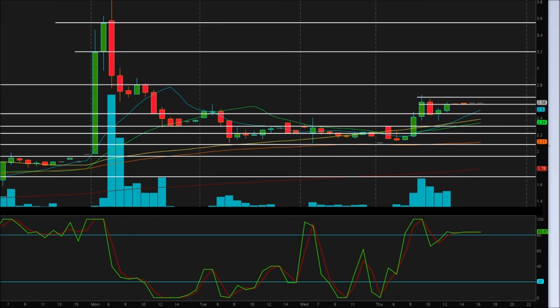This is a stock that we've been watching for a while, so it's nice to see that it's coming along so well. Anyways, guys, pretty excited about this one. Let's see what it does.